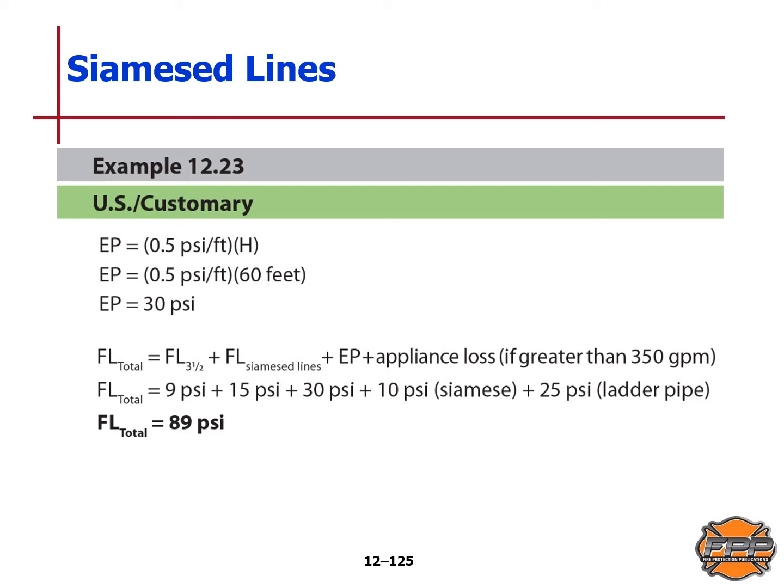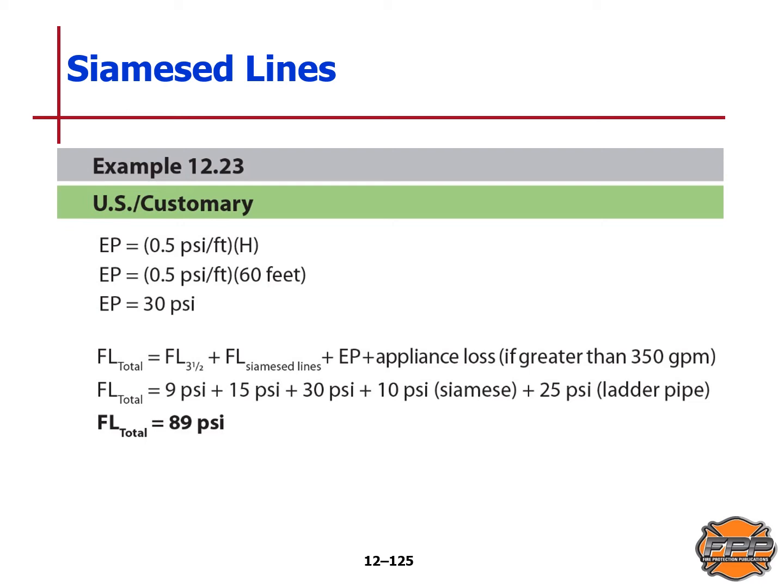This is example 12.23. You have elevation pressure of 0.5 psi per foot of head. Your elevation pressure is 0.5 psi per foot times 60 feet. So it's a very simple calculation. Your elevation pressure is 30 psi.